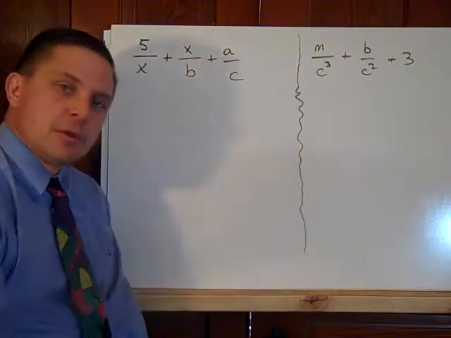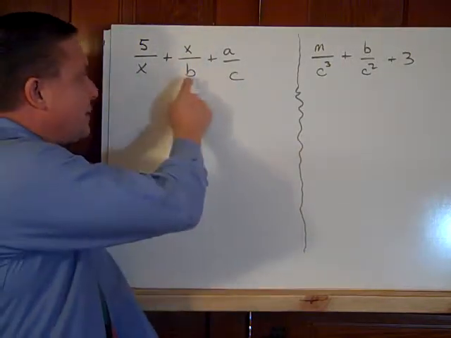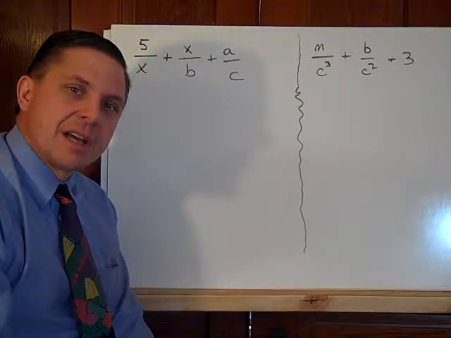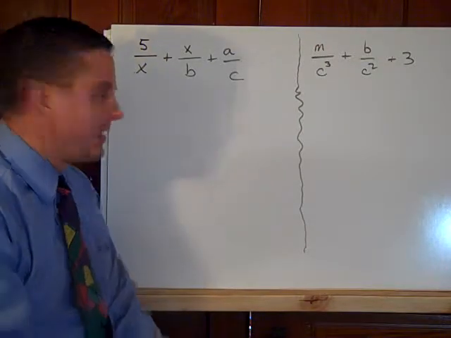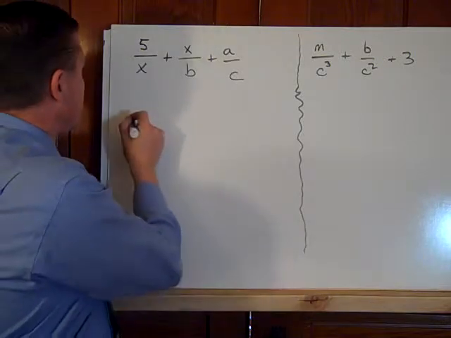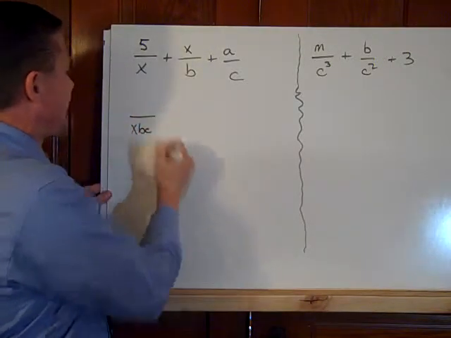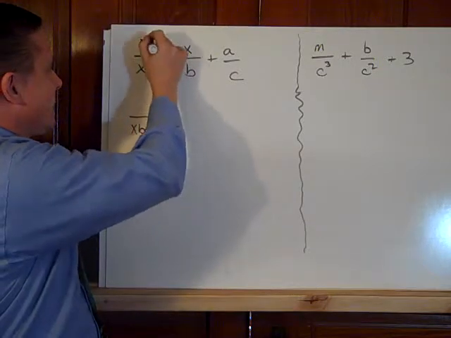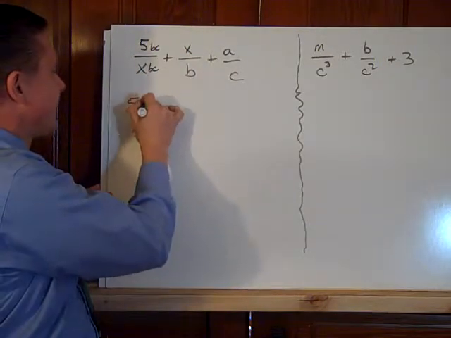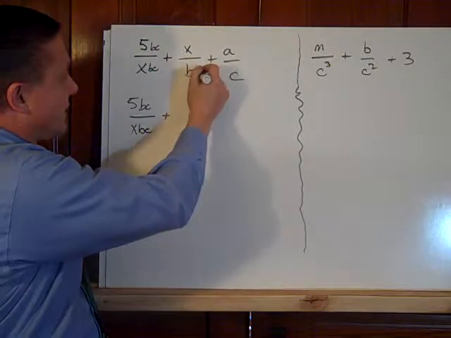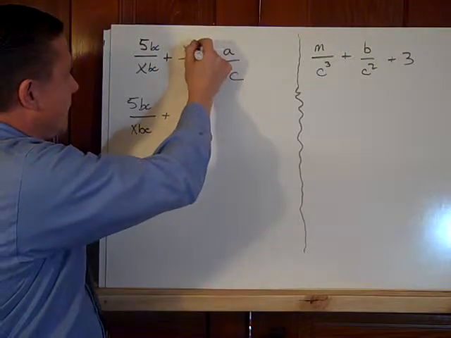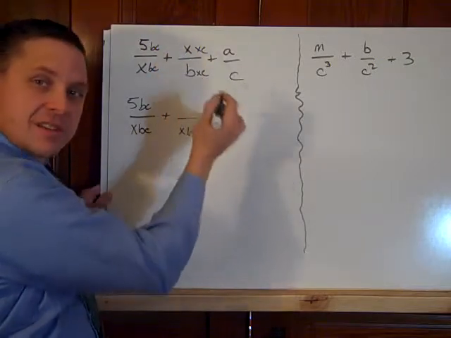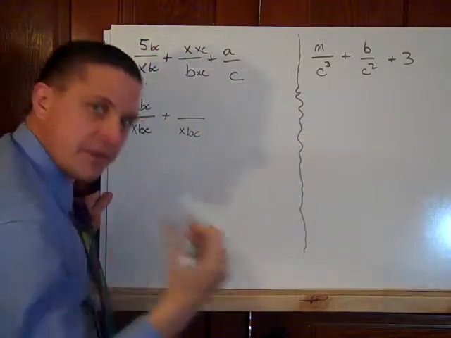Over here, now I'm going to do it a little faster, okay? We have X, B, and C. Again, 3 different variables, very easy to pick. The common denominator has to be XBC. Alright, so this needs a BC and a BC. So I get 5BC, plus this needs an XC and XC, so I have XBC on the bottom. And I have XXC, which we can write as X squared C.